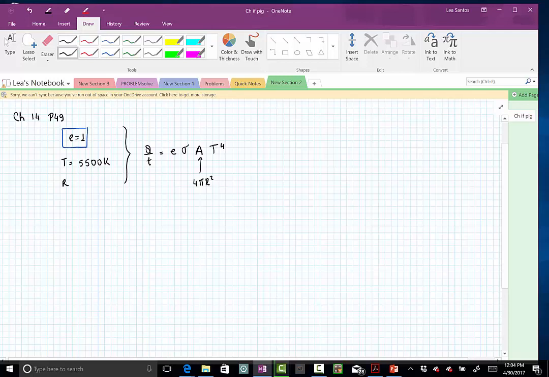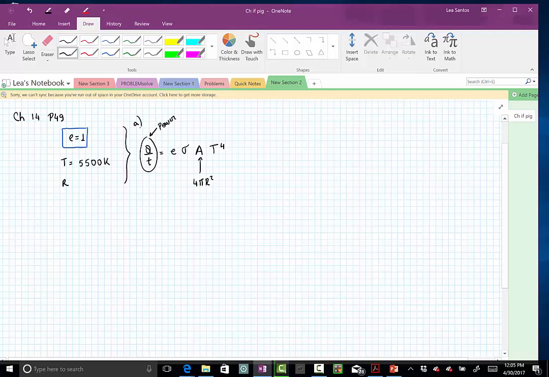And remember, the temperature has to be in Kelvin. They already gave us in Kelvin, so we are fine. So you just need to use this equation to find the power, right? Because we'll have joules per second, this heat per second, Q per t, is power. All right, so we are done with question A.